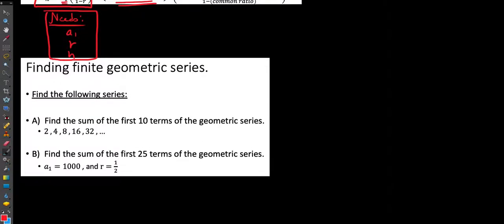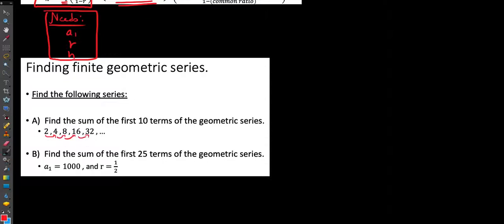So looking at these series that you see down here, or at least these sequences, it says on letter A here, please find the sum of the first 10 terms of the geometric series. And so you'll notice that this is definitely geometric. I can already see that this is doubling every time here.